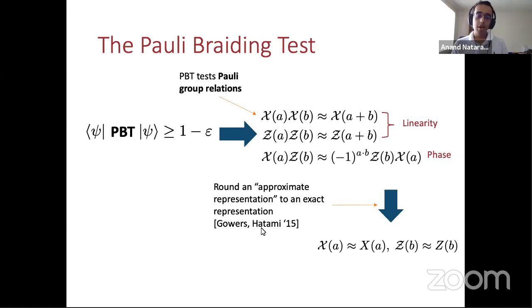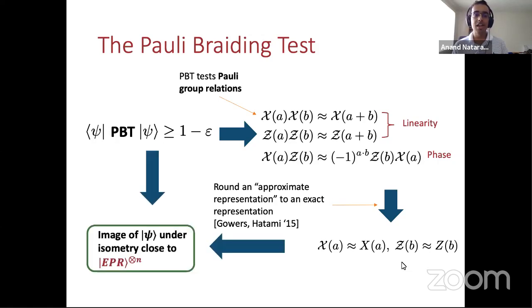So then, once you've constructed this exact representation of the Pauli group on the prover's space, that lets you construct an isometry to rotate everything to the Pauli matrices. And then by a similar argument as for the magic square, by this stabilizer type argument, you can say that the isometry takes the state psi that the provers used and takes it to be close to n copies of the EPR state. So this is the analysis that we want to hold.